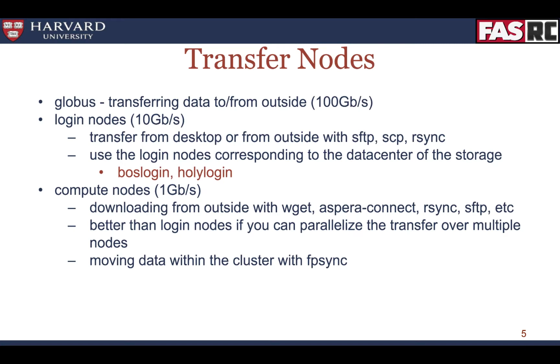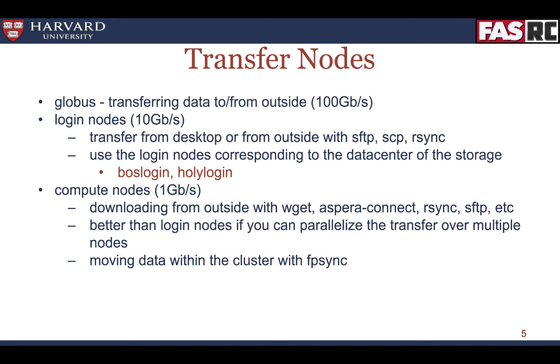For instance, instead of using login.rc.fas.harvard.edu, which can route you to any one of our 8 login nodes in either Boston or Holyoke, instead use bosslogin.rc.fas.harvard.edu to reach one of the 4 login nodes in Boston, or use holylogin.rc.fas.harvard.edu to reach one of the 4 login nodes in Holyoke.